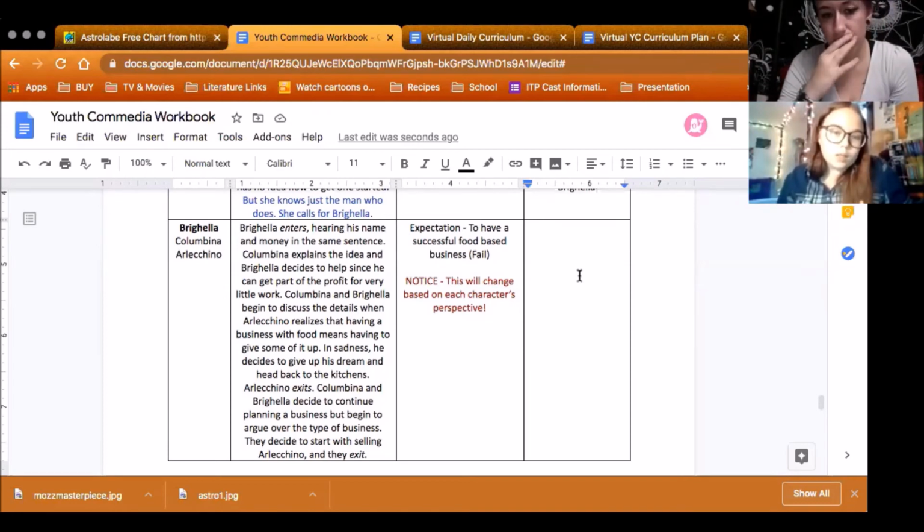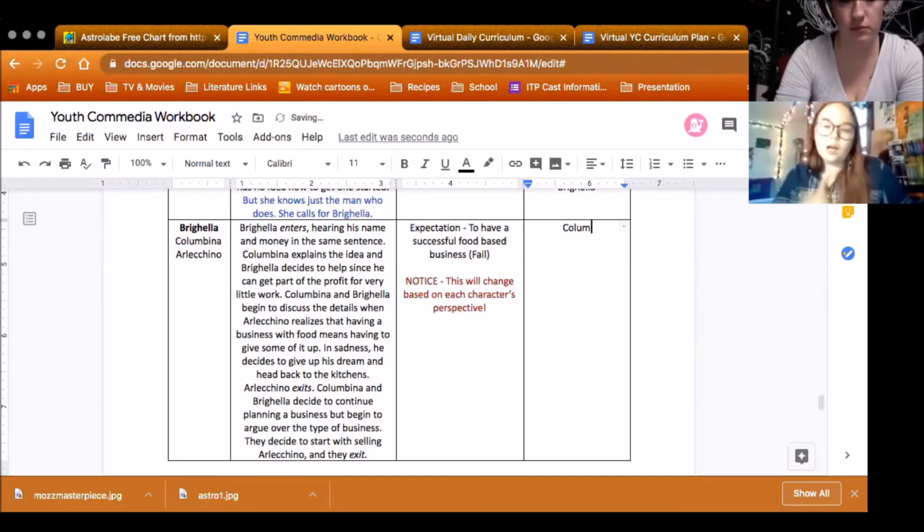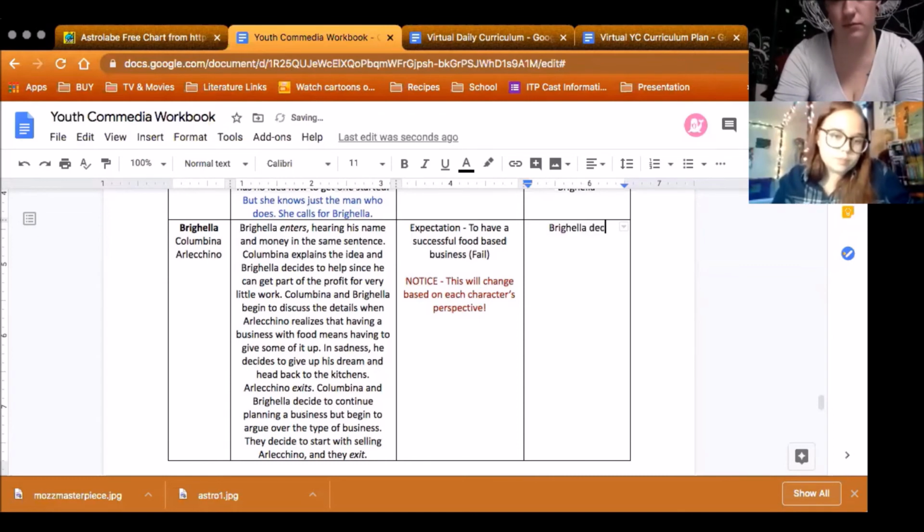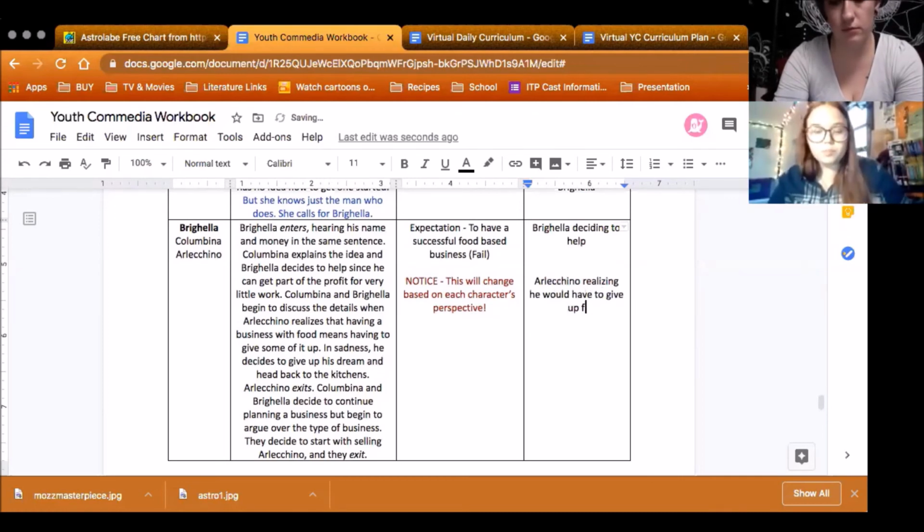In this one, Columbina explaining the idea to Brigella, that's not where it changes. It's Brigella deciding to help that changes it. And then Arlecchino realizing that he would have to give up food, because then he decides that makes him realize he doesn't actually want to go through with the business anymore. And Columbina and Brigella deciding to continue planning the business. So I hope that makes sense.